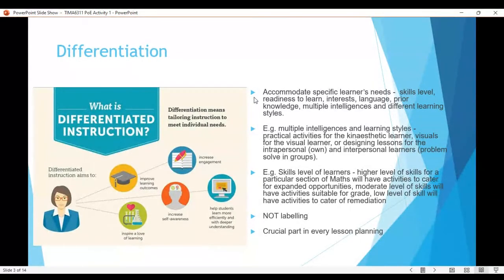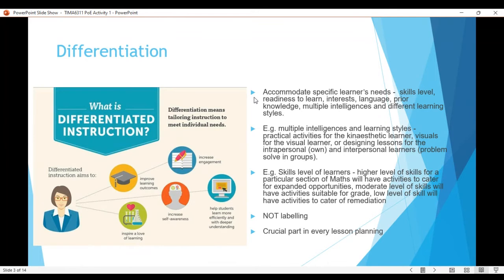For example, the skills level of learners, that's the ability groupings. We could have a higher level of skills for a particular section of math, where those learners will have activities to cater for expanded opportunities to challenge them more. We could have the middle group or the moderate level of skills, where the activities are suitable for the grade, where your learners already meet the standards.